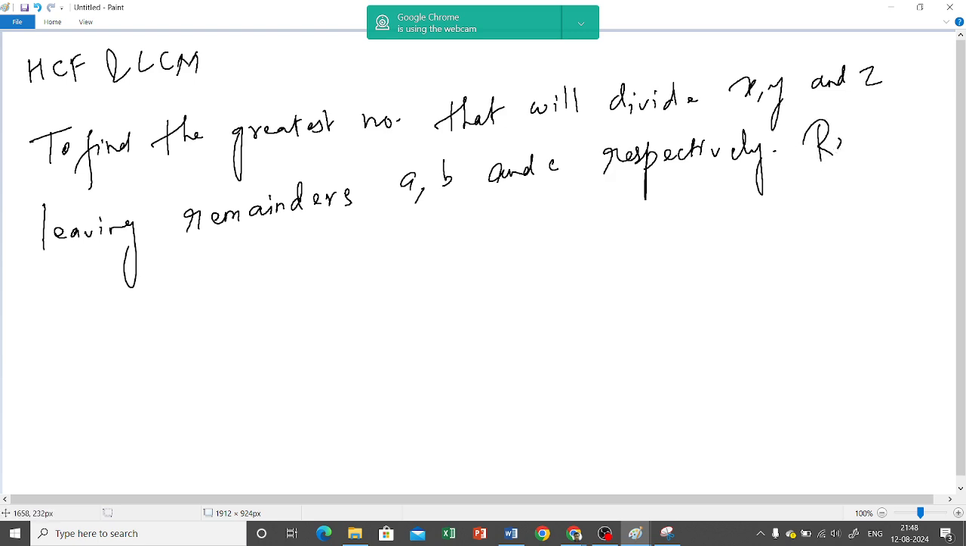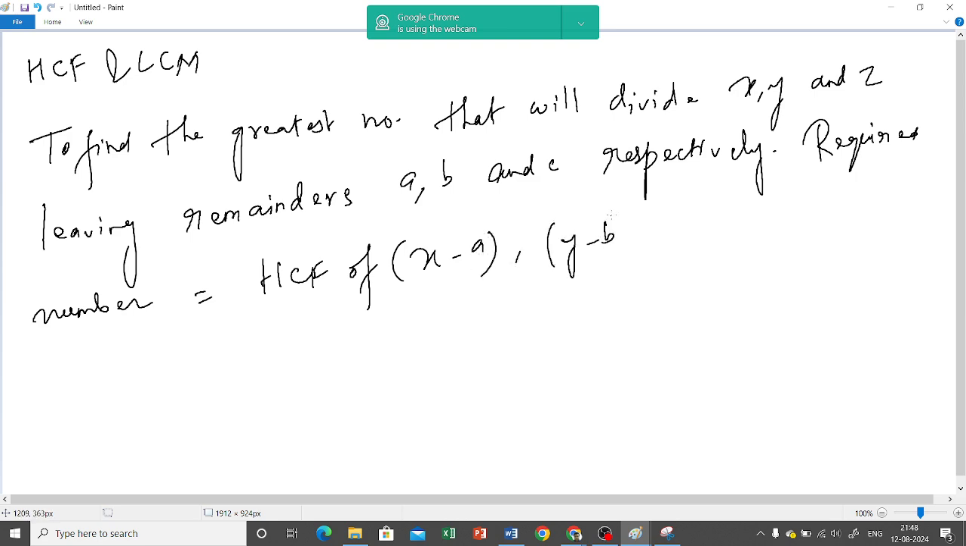The required number is HCF of x minus a, y minus b and z minus c.